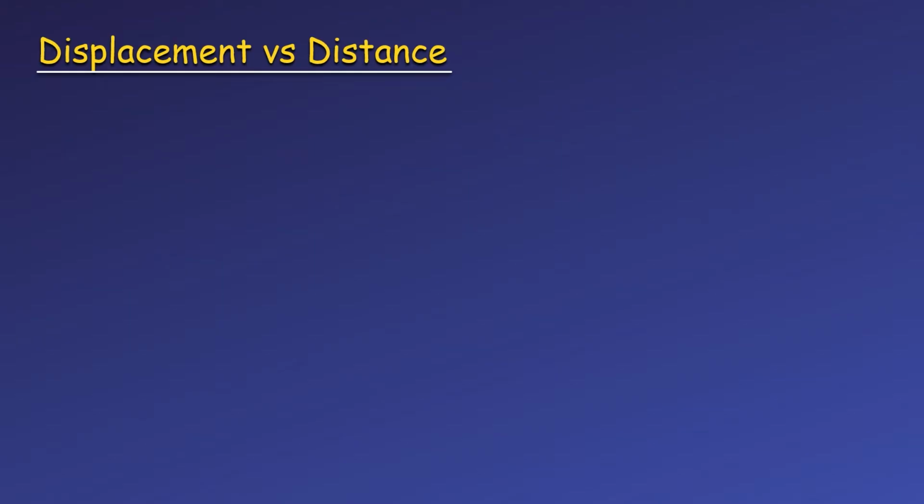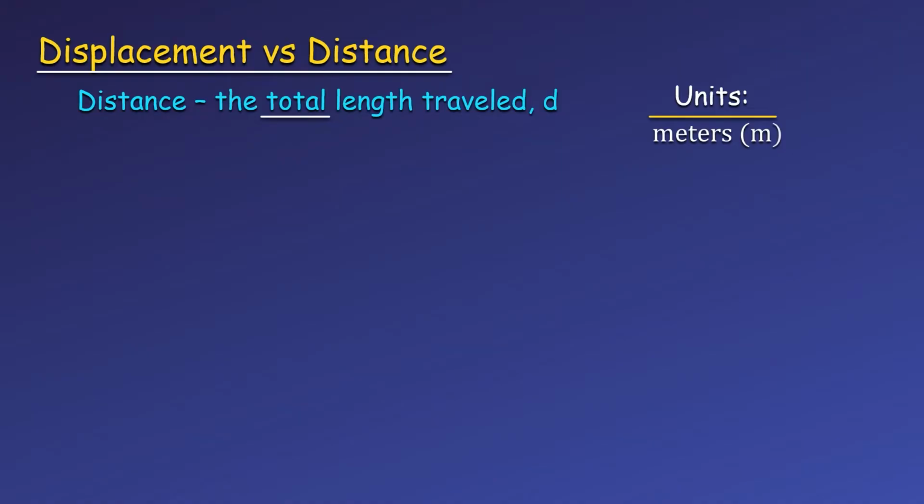Now let's look at distance. Distance is the total length traveled, and we often write it as d. The units are again meters because it is a type of length. Distance is a scalar, which means it has no direction, and in this case it's always going to be positive. In contrast, displacement can be negative.